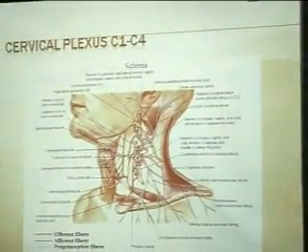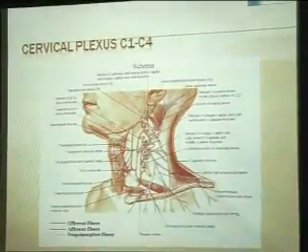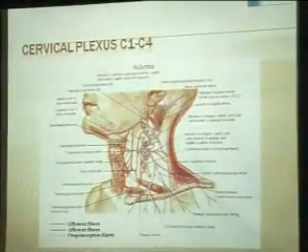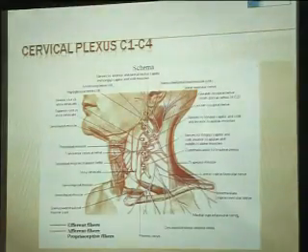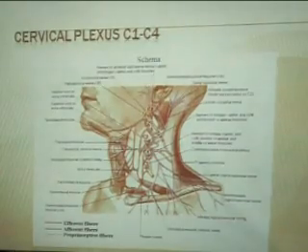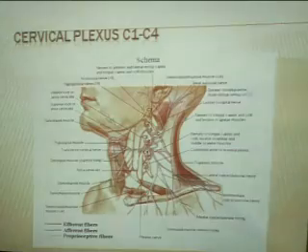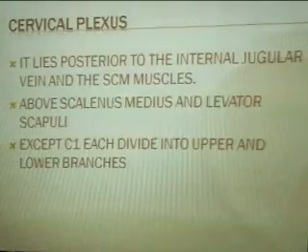is formed by C1 to C4. C1 doesn't divide into any branches, but C2 and C3 will divide into upper and lower branches. It forms three loops, and basically it supplies the cutaneous areas and the muscular areas also.